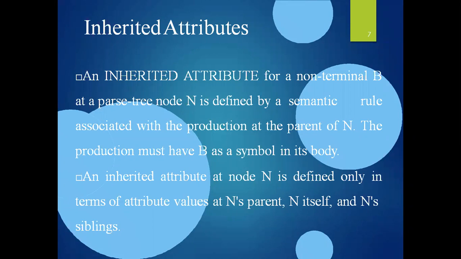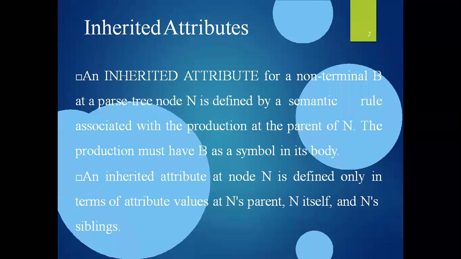I'm computing the value for the A now. And how I'm computing the value for A means based on the values of the attributes at the siblings and the parent of that node, right? In another way, the value of an inherited attribute at a node in a parse tree is defined using the attribute values at the parent or siblings.